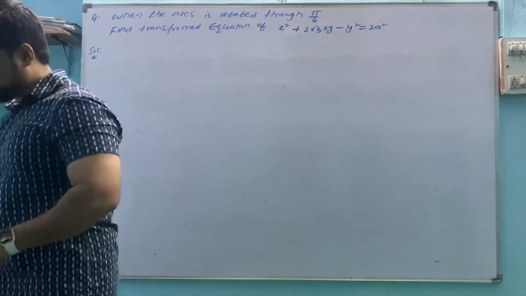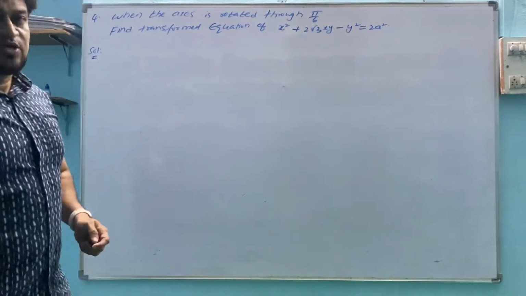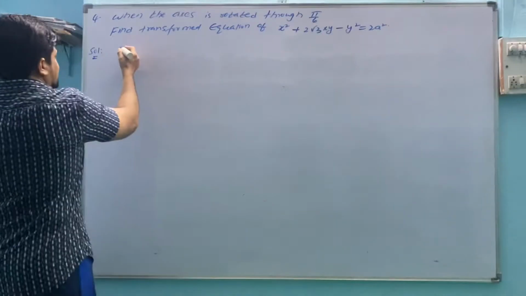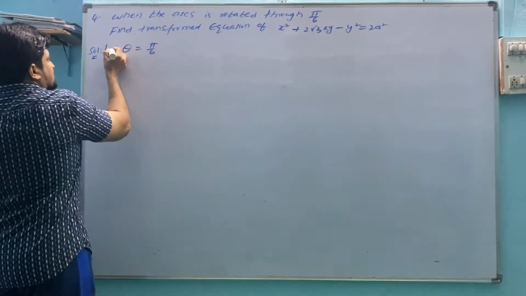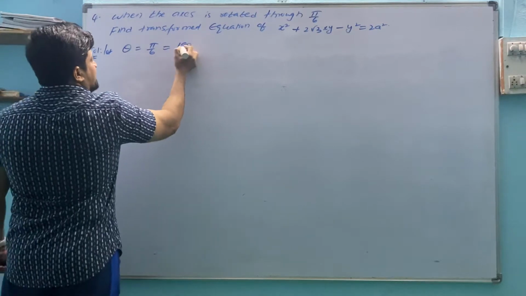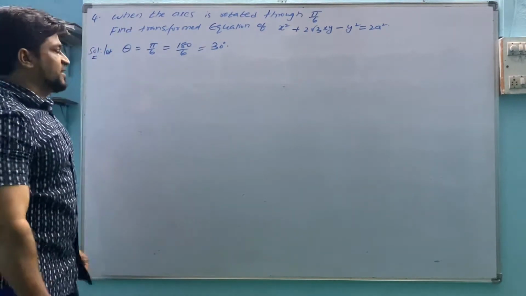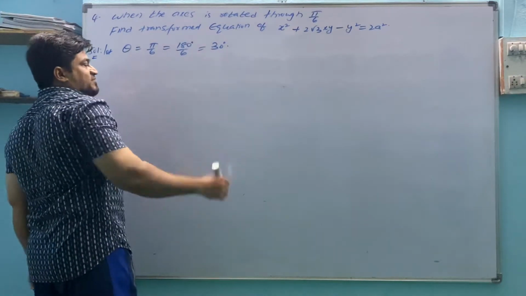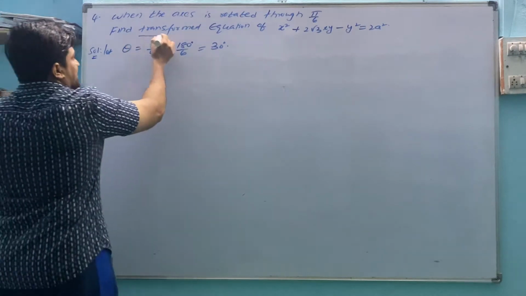Important one. When the axis is rotated through pi by 6, so we have theta equals pi by 6. Pi is 180 degrees, so 180 degrees divided by 6 is 30 degrees. We need to find the transformed equation.